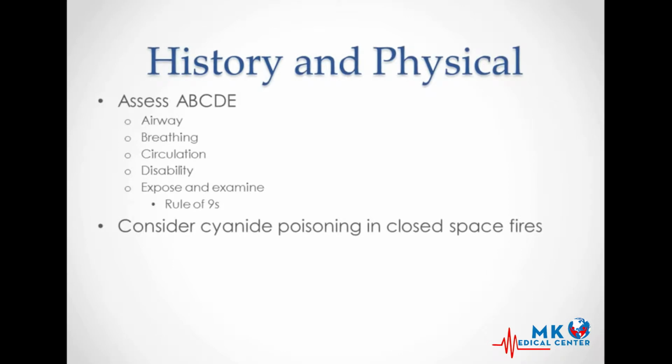So on your history and physical, the first thing that you need to assess is whether or not they are stable. So their airway, their breathing, circulation, and then we're going to get to how much of their body has been burned, and we'll talk about how to quantify that in a second. Make sure that you're thinking of things like cyanide poisoning and carbon monoxide poisoning. Those are very common, especially in closed spaces.